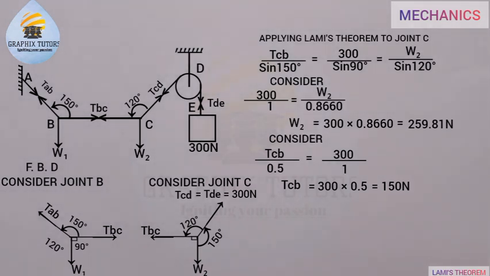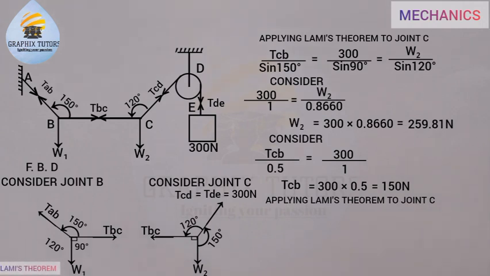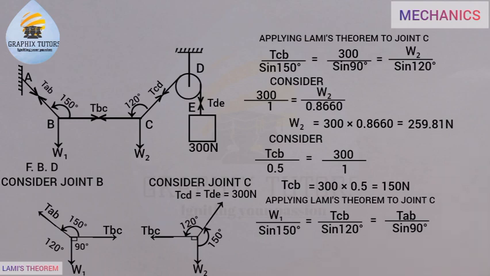So we're now going to consider joint B. And joint B is giving us W1. If I apply Lami's theorem, we'll be having W1 over sine 150, the force over the angle opposite the force, equals TBC over sine 120, equals TAB over sine 90, right? And we know my TBC is gotten in the previous joint, which is 150. So I'll write it down there. So that's what we have there.